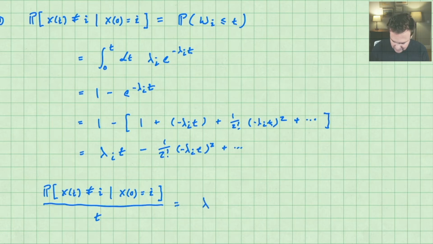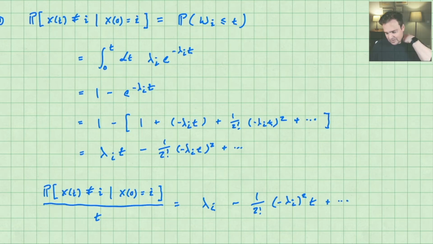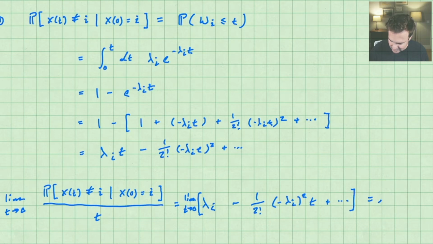So this is then lambda I minus 1 over 2 factorial. And then how does this look? So this is going to be minus lambda I squared times t plus dot dot dot. And all those future terms have t squared and t cubed, so they all have some power of t there. And we want the limit as t goes to 0, it's kind of squeezed there. And so that's clearly just lambda I, right? So that's the first part of the proof.